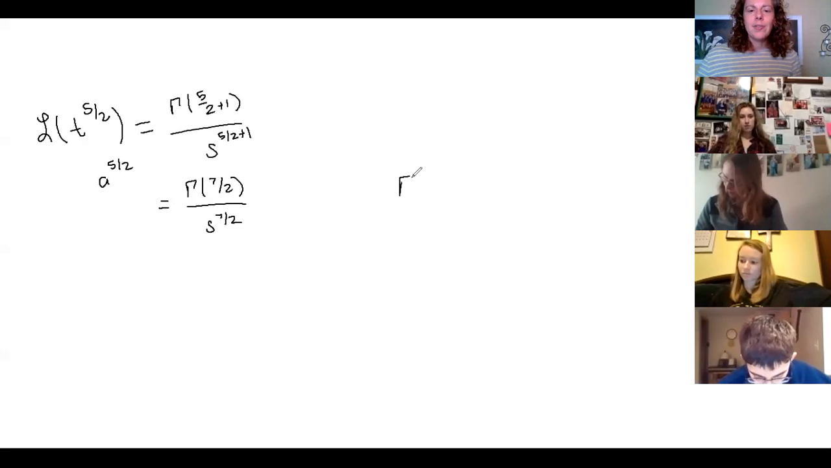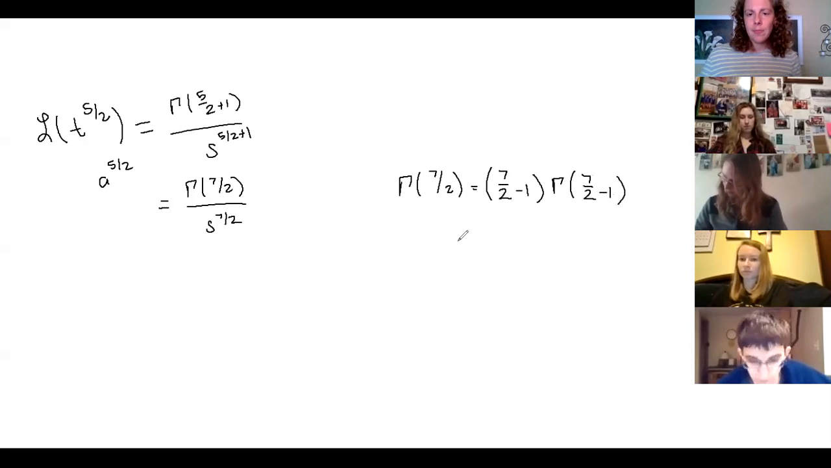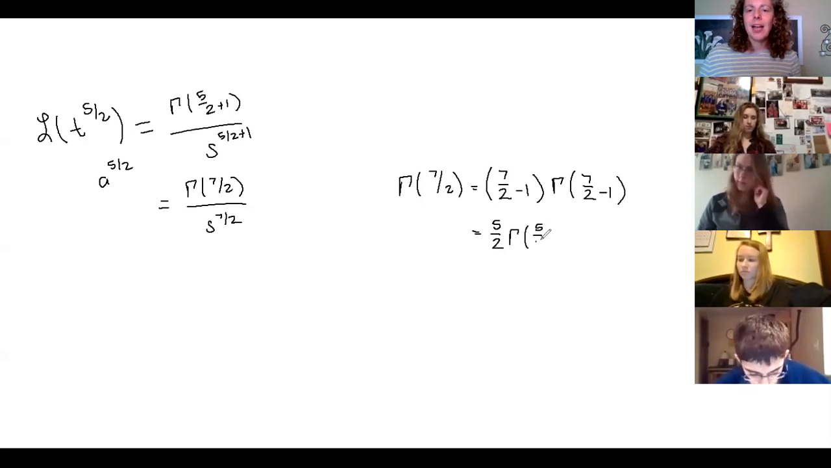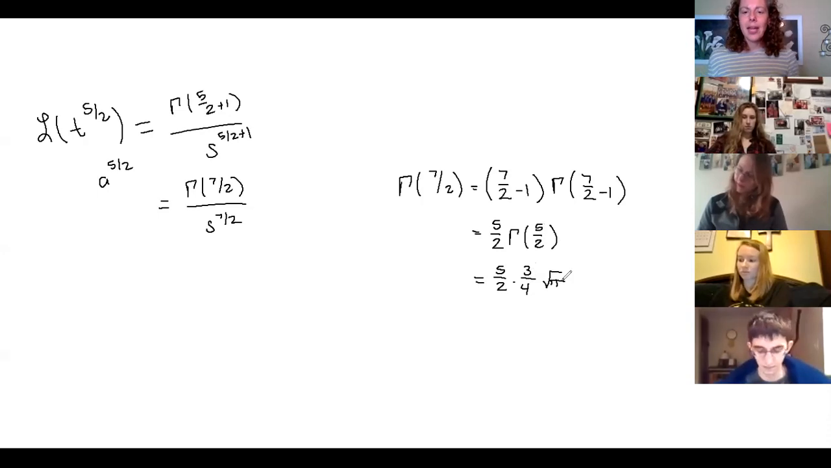And that means I also need to evaluate gamma of 7 halves. So I've got to do recursive. This is going to be 7 halves minus 1 times gamma of 7 halves minus 1. I do my recursive formula. So 5 halves times gamma of 5 halves, and we totally did that one on the previous slide. 5 halves times 3/4 times the square root of pi. That's from my previous example. We just did that one.